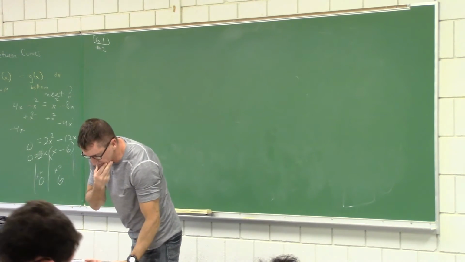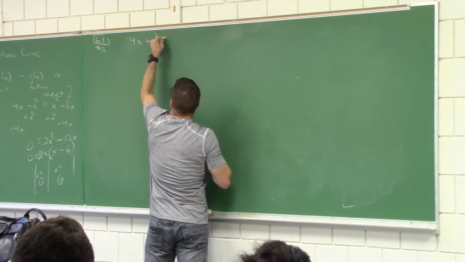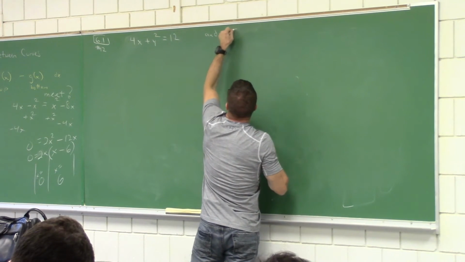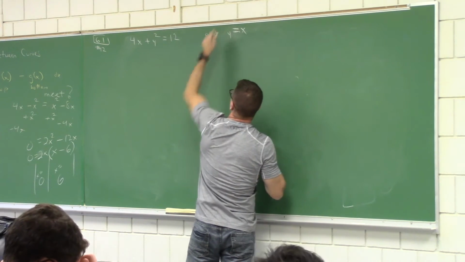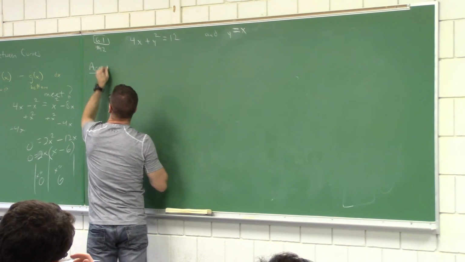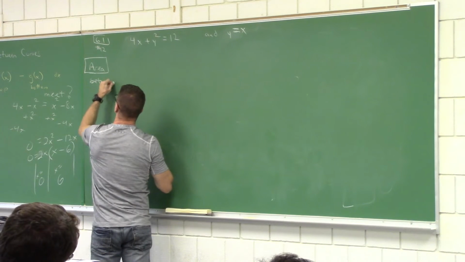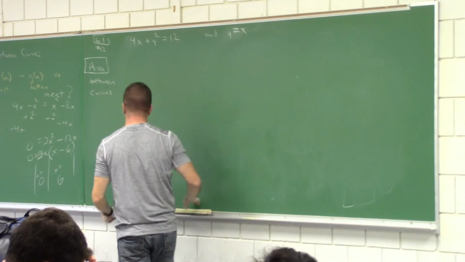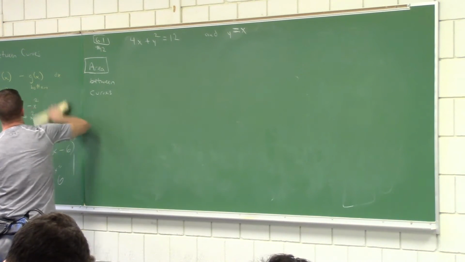This is what they wrote. 4x plus y squared equals 12, and y equals x. And we've got to find the area between these two. Go find the area that's between those two curves. Although y equals x is just a straight line, isn't it? Okay, I'll get this out of the way.